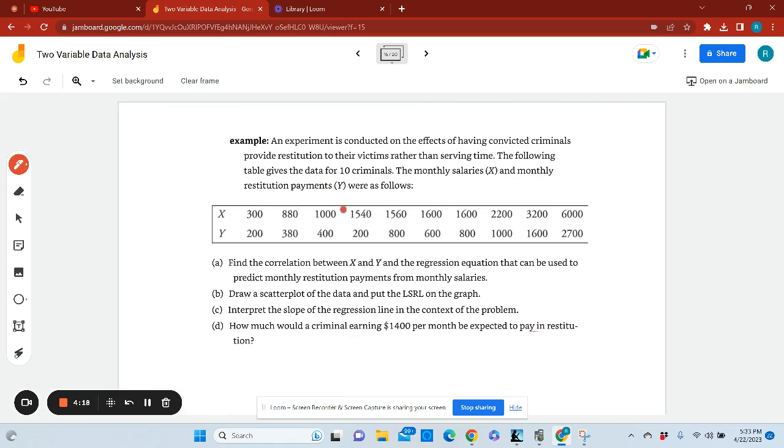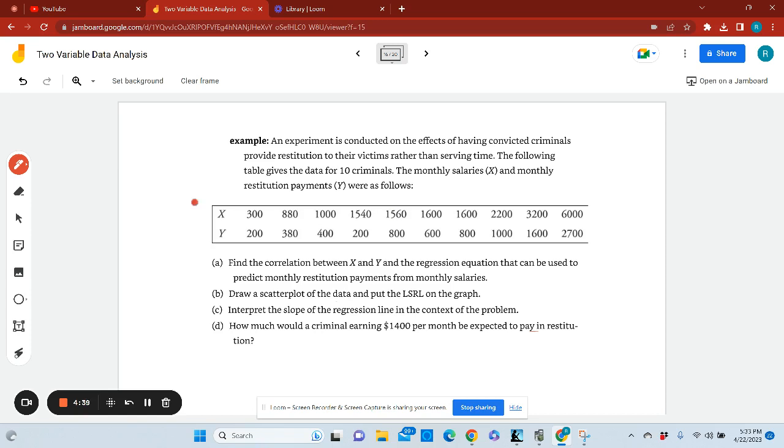Now, for this one, it says an experiment is conducted on the effects of having convicted criminals provide restitution to their victims rather than serving time. The following table gives the data for 10 criminals. The monthly salaries X and monthly restitution payments Y were as follows.